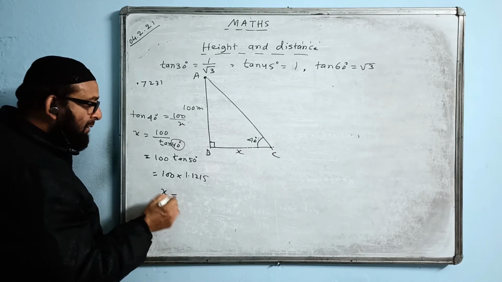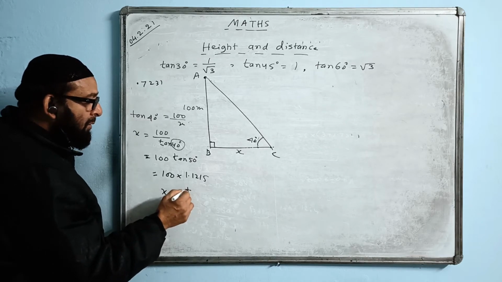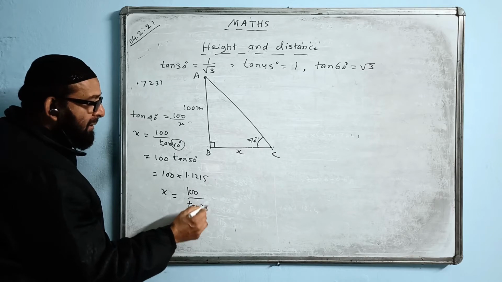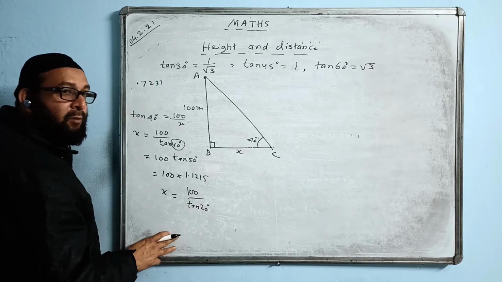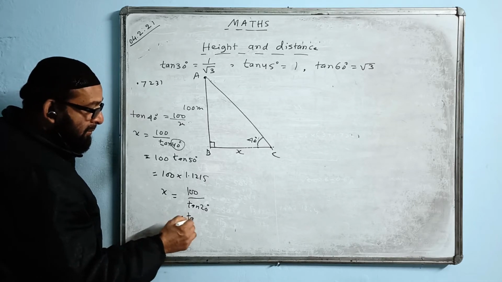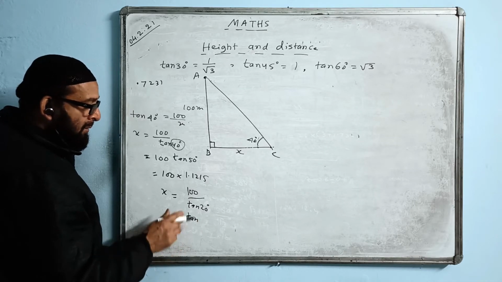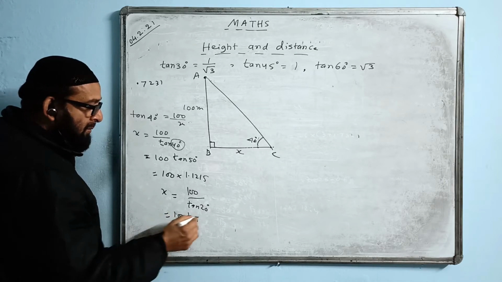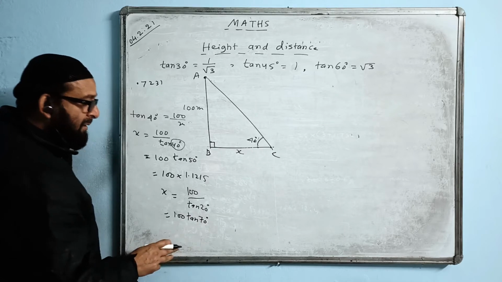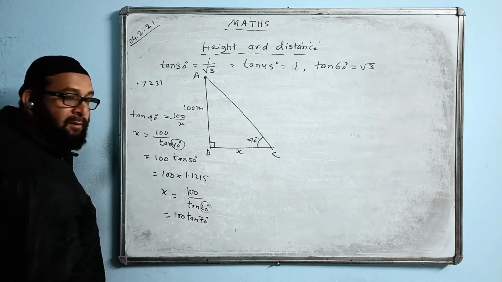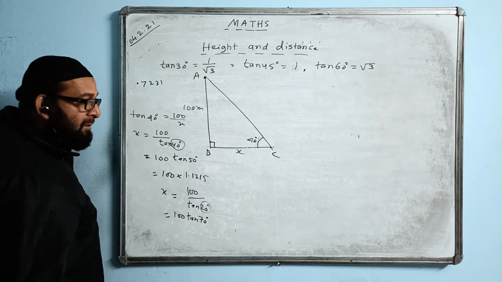Suppose you are having a situation like this. X is equal to 100 by tan 20 degrees here. What will you do now? 100 divided by tan 20 comes. Now what will you do? 100 tan 70, you take 90 minus this angle, 90 minus this angle. You understand?